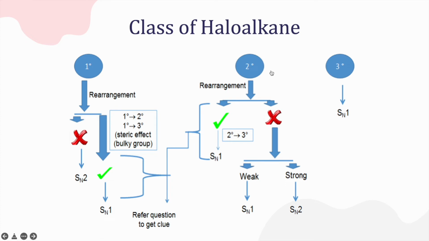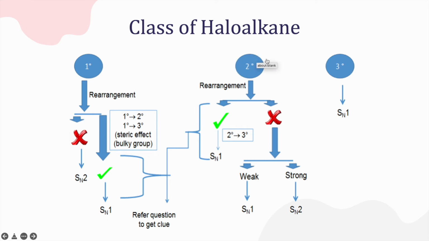And then, for secondary haloalkane, as I've mentioned previously, it can undergo both, but it depends on the condition. So what condition? If this secondary haloalkane can do rearrangement to become tertiary haloalkane, then it prefers SN1 mechanism, because from secondary to tertiary it will have a bulky group. So SN1 mechanism will be preferred. Form the carbocation first, and then the nucleophile will attack the carbocation. That is SN1 mechanism for secondary.